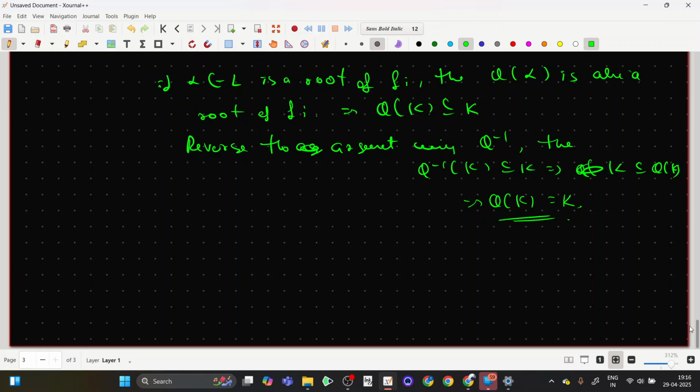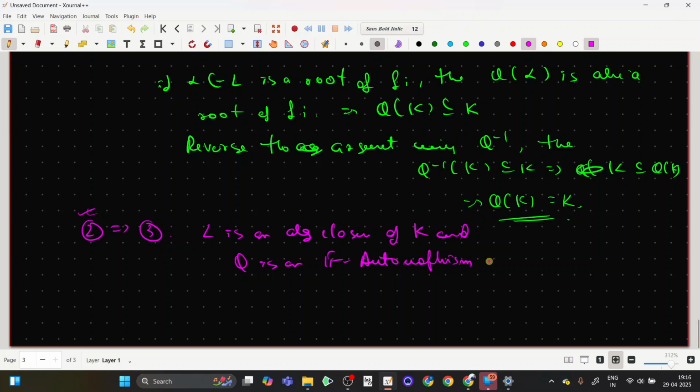Is it clear? Right. So what we want to prove now is 2 implies 3, and that is actually the trickiest proof in these equivalence statements. Let's see. So we are assuming 3. That is, if L is an algebraic closure of K, and phi is an F automorphism of L, then phi of K is K. This is what we have in our assumption already. Okay, so I'm going to the next page.